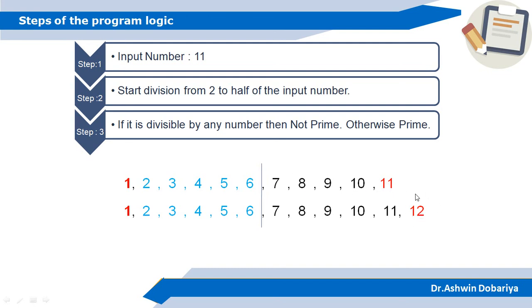Suppose we consider the number 12. The first number, 2, divides 12, right? So right here we will stop the execution of the loop. So how can we write the program? First, we think that the loop will execute up to half of the number, starting from 2. From 2 to half of the number, if any number divides that particular number with remainder 0, it means the number is not a prime number.